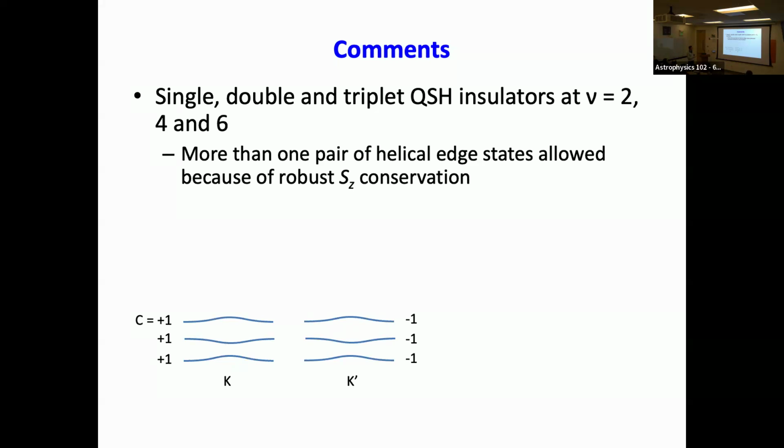And I want to comment that more than one pair of helical edge states is allowed in this system because it's not really protected by Z2. It's actually protected by Sz conservation. And as a result, an even number of helical edge states is allowed in this system.